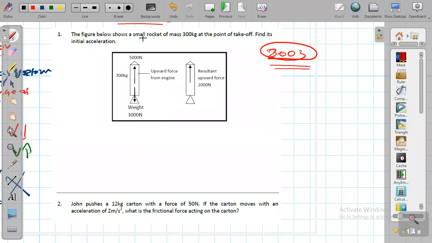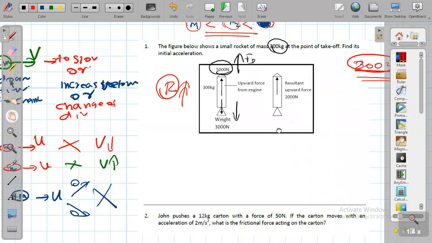Here, the figure shows a small rocket of mass 300 kilogram at the point of take off. This question is really essential because why? There is an upward thrust, that is what the driving force actually is, 5,000, and the weight is the downward resistive force. Now you know that the force is what? Always the resultant force. I didn't teach you that part yet.